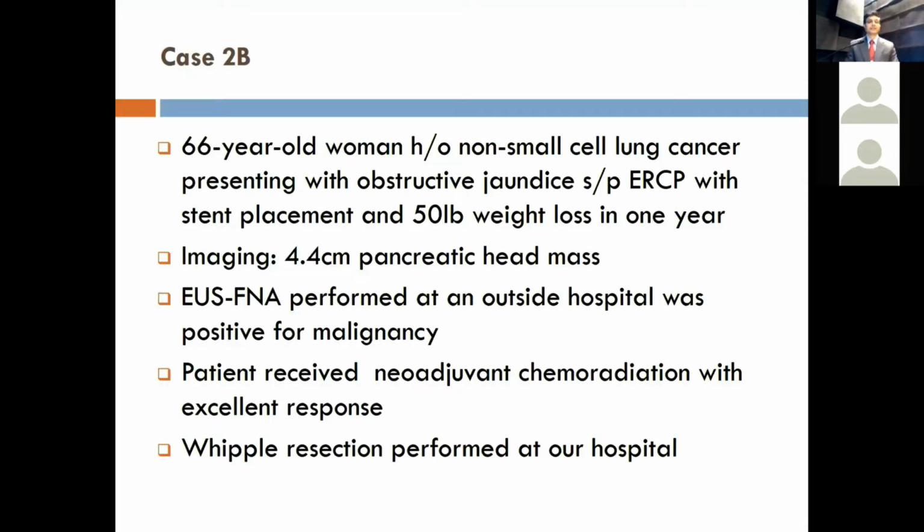The next case on the same theme is a 66-year-old woman who presented with obstructive jaundice and a 50-pound weight loss in 1 year. Imaging revealed a 4.4 centimeter pancreatic head mass. FNA was performed at an outside hospital. It was called positive. The patient received neoadjuvant chemoradiation with excellent response. She came to our hospital for a Whipple resection.